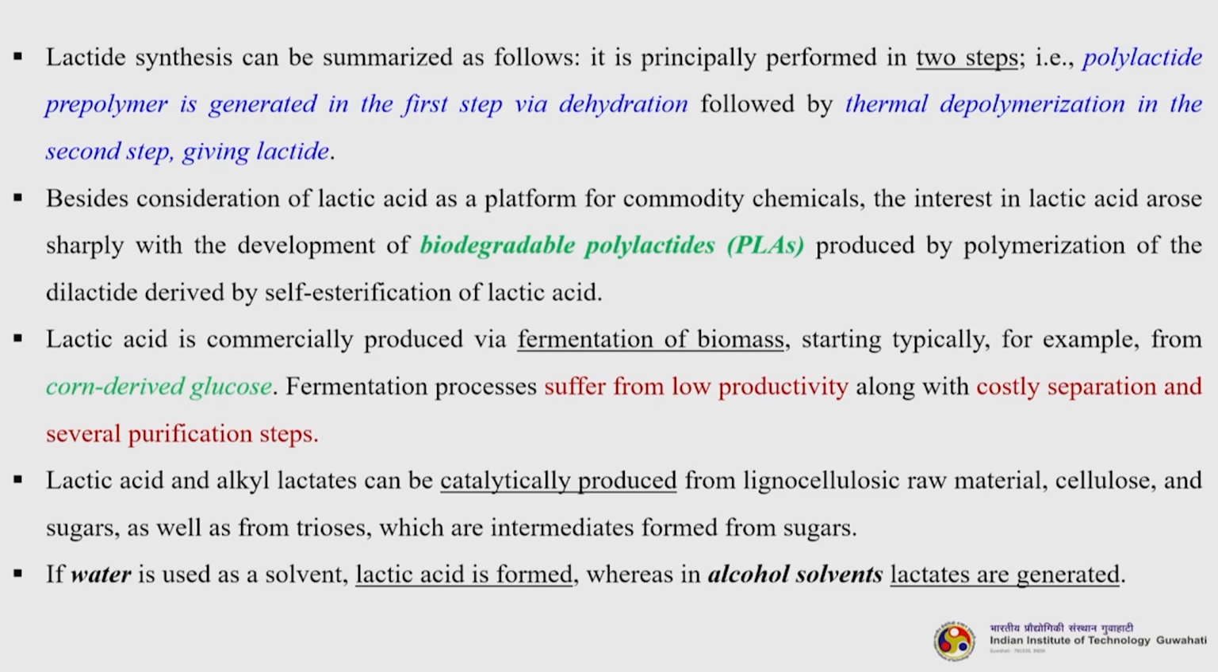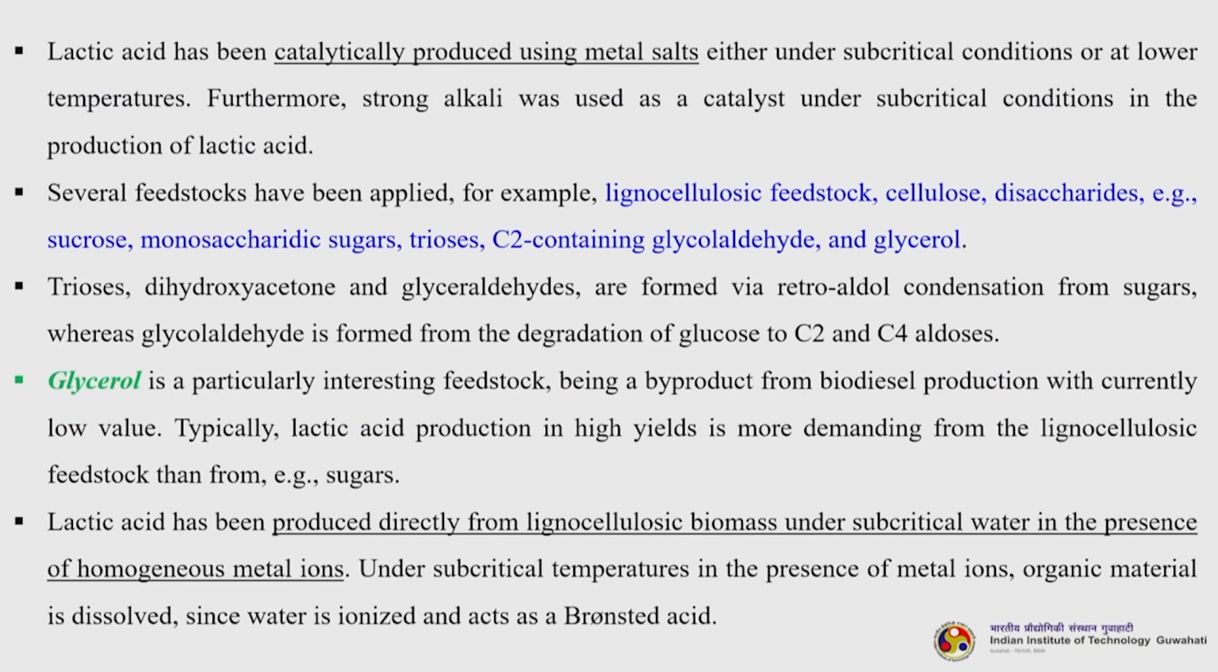Lactic acid and alkyl lactates can be catalytically produced from lignocellulosic raw material, cellulose and sugars, as well as from trioses, which are intermediates formed from sugars. If water is used as solvent, lactic acid is formed, whereas in alcohol solvents lactates are generated. Lactic acid has been catalytically produced using metal salts either under subcritical conditions or at lower temperatures.